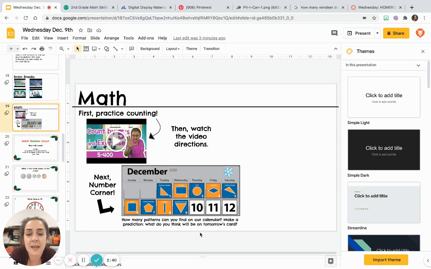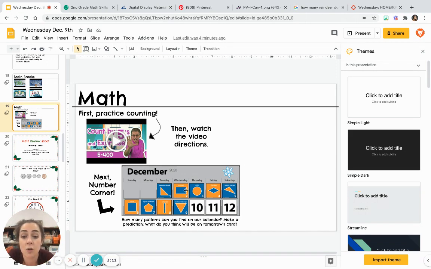So I want you to start making a prediction. If you look at our card, what patterns do you see? I see a color pattern going on, but do you see any patterns happening with the shapes? I want you to hold that in your brain. If you have a prediction on what is going to be on tomorrow's card, both the color and what kind of shape. So far, there haven't been any identical repeats.